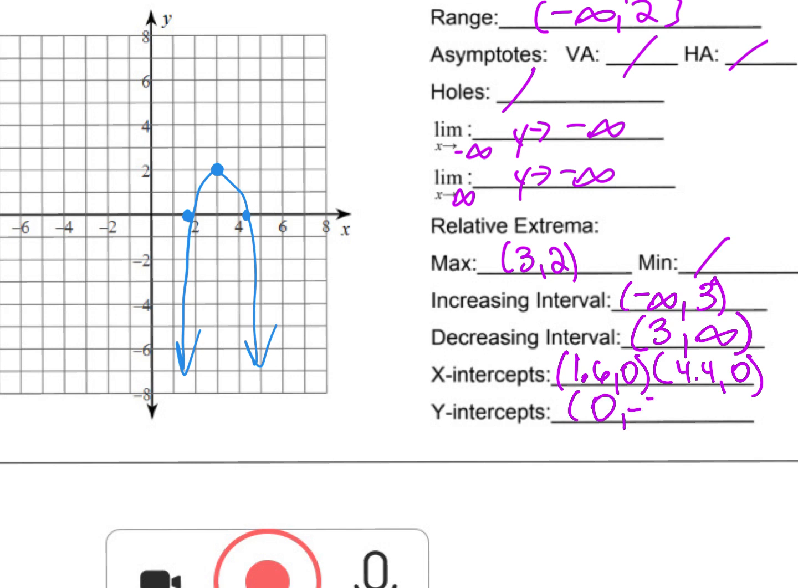-7. Okay. So my graph really should have been a little wider. Oops. Okay. Just like that. Okay. Either way. All right. Any questions on that? No? Last one.